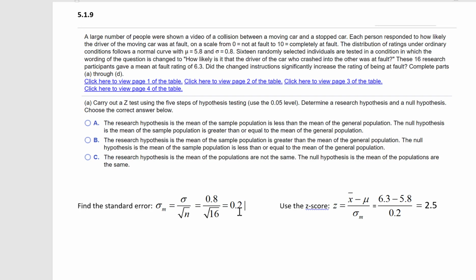Then we use our z-score formula. And I believe instead of x bar, they may have used M in the text. So that's just the sample mean minus the population mean divided by the standard error. So you put those in and you get 2.5. So that is our cut score.